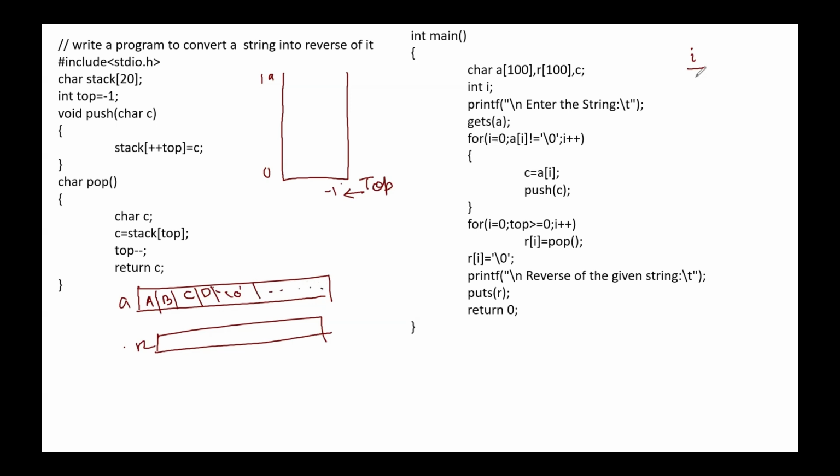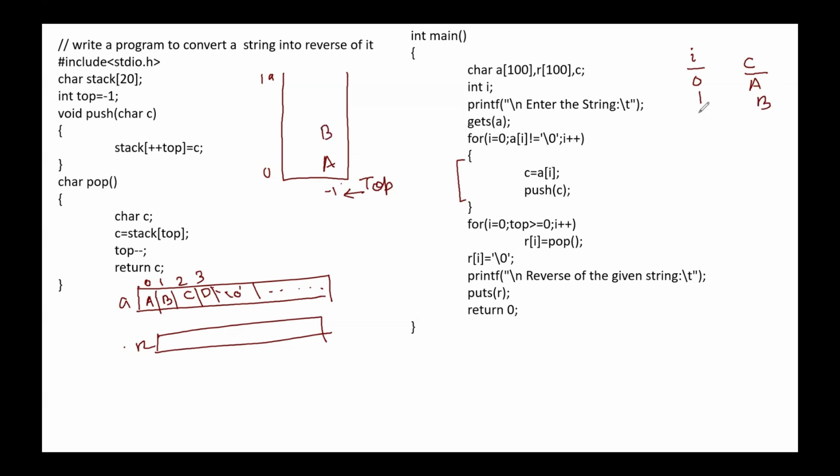Now for I equal to 0, so initialization is 0. Is A[I] not equal to backslash 0? Yes, it is true because it is the value A. Then whatever the value of A[I], A[0], we store it in C, then push C. So we push the value A. Ending curly bracket, go to the starting curly bracket, I is incremented by 1. Then A[1] is B. B is not equal to backslash 0. If it is true, the body of the for loop is executed. C stores the value of B, then push B. So we store the value B.